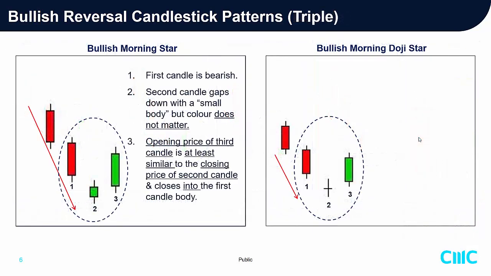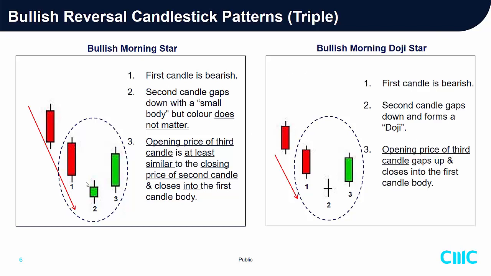Now, moving on will be the triple candlestick patterns, still bullish reversals. This actually takes three candlesticks to form. So what we could see over here is that firstly, we need to have three candlesticks. This is the first candle, second candle, and the third candle. What it means is that the second candle gaps down with a small body from the first candle, and the color does not matter.